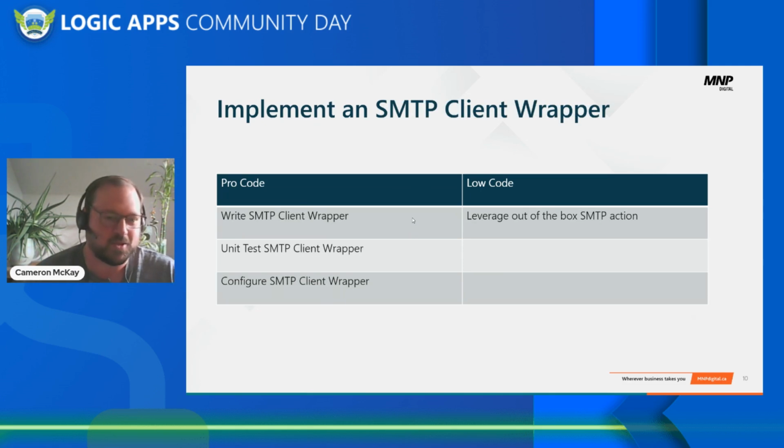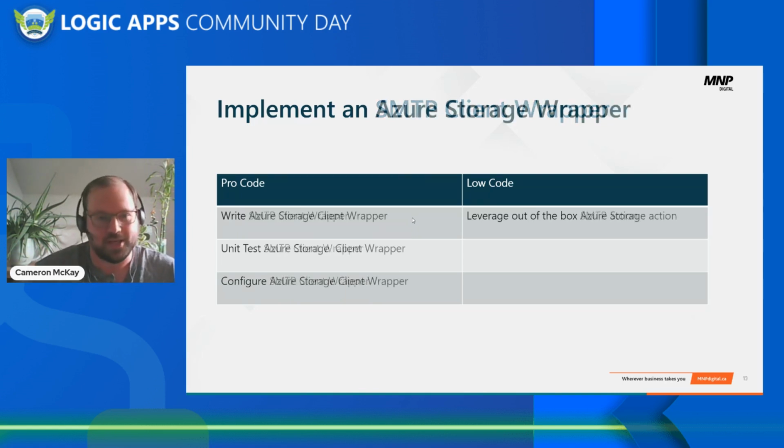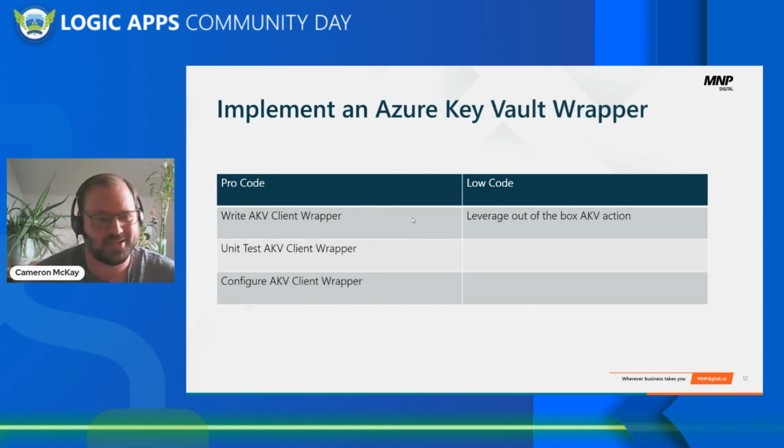Look at another very common one. If we're sending emails through applications, we have to use the SMTP client. We have to wrap it, we have to unit test it, we have to configure it. If we're using low code, it's literally just there as an action available to us to leverage out of the box. And I could go on and on about various clients, Azure Storage Client, Azure Key Vault Client. There's a lot of these out there, and you have to follow the same practice in pro code, whereas in low code, you can just use it directly out of the box.